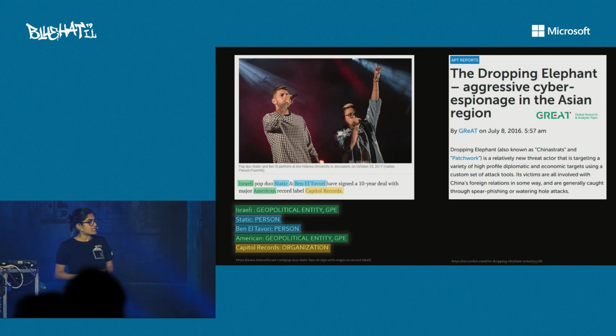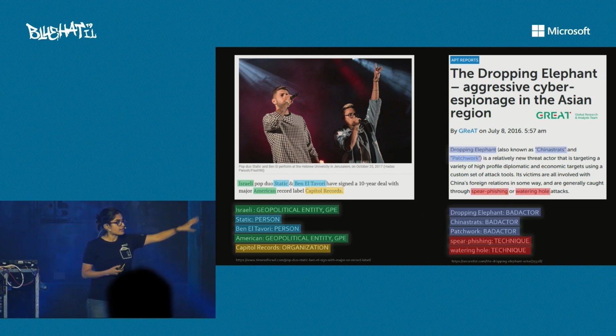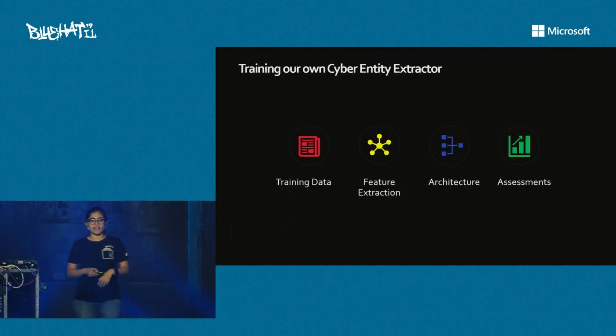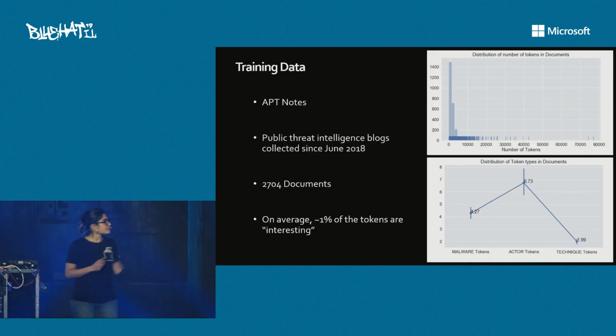The output that I would expect looks something like this: Dropping Elephant, China Strats, and Patchwork are the actors, and spearphishing and watering hole are the techniques. And I want them to extract this, and they kind of don't do that right now, so we decided to build our own. Let's talk about how we can get the training data for building the cyber entity extractor.